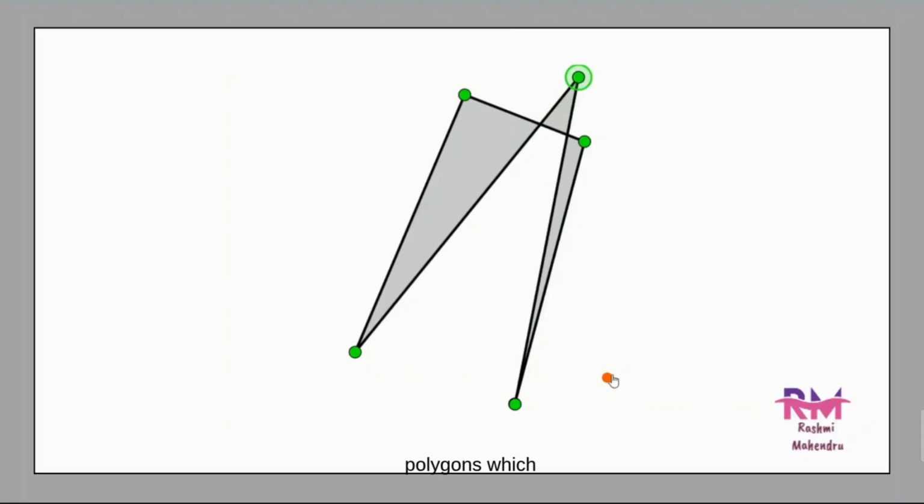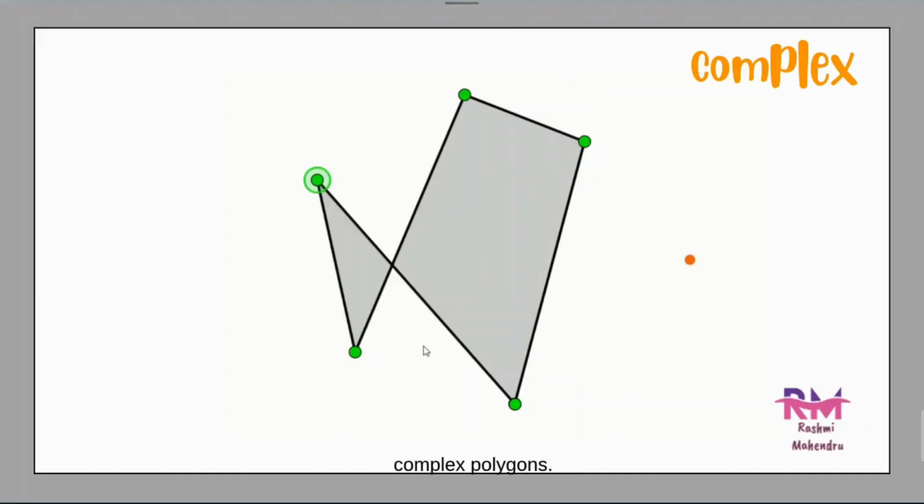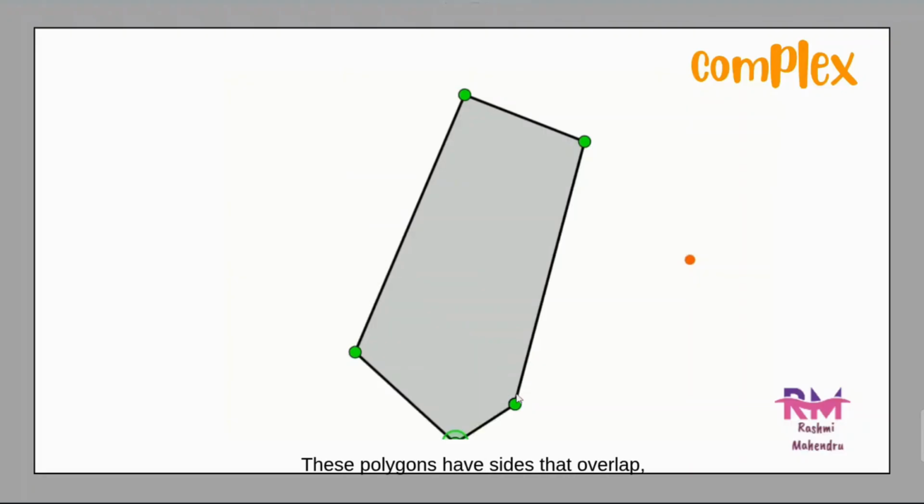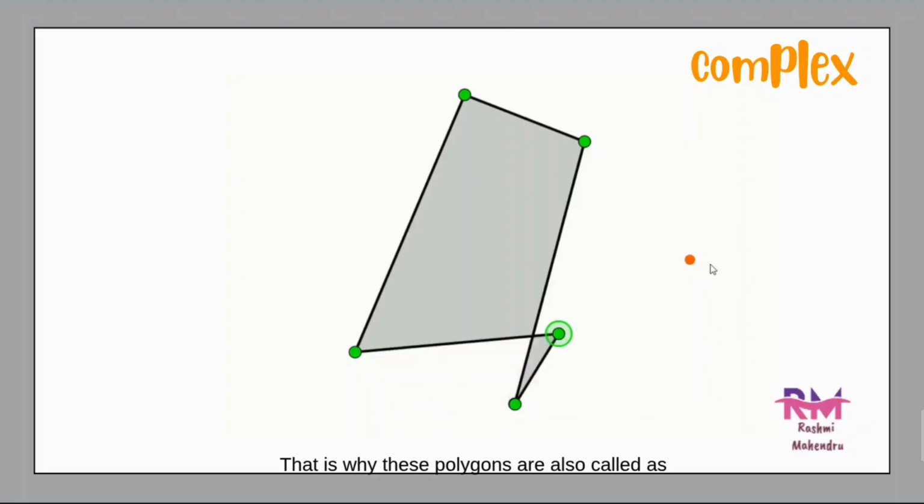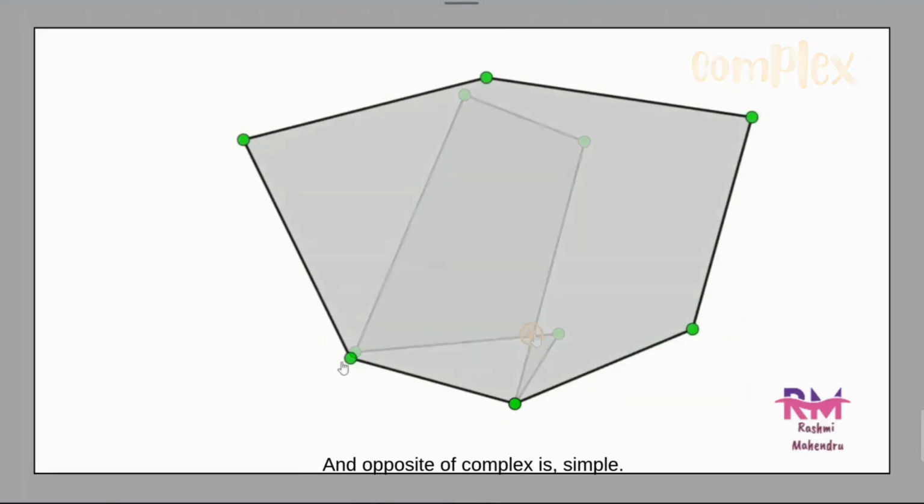These polygons, which self-intersect, are called complex polygons. These polygons have sides that overlap, intersect or cross over each other. That is why these polygons are also called complex polygons. Observe the orange markers to see the point of intersection. So this is a complex polygon on screen, and opposite of complex is simple.